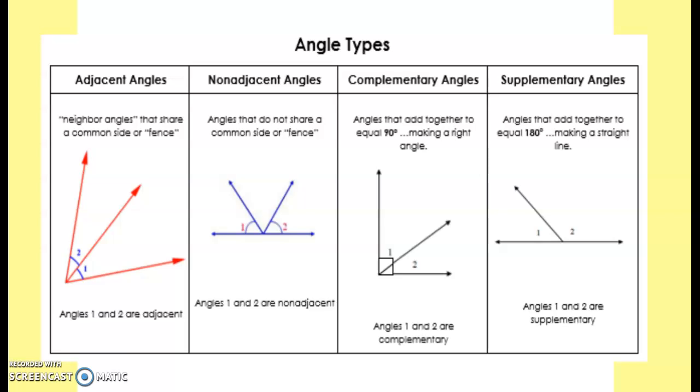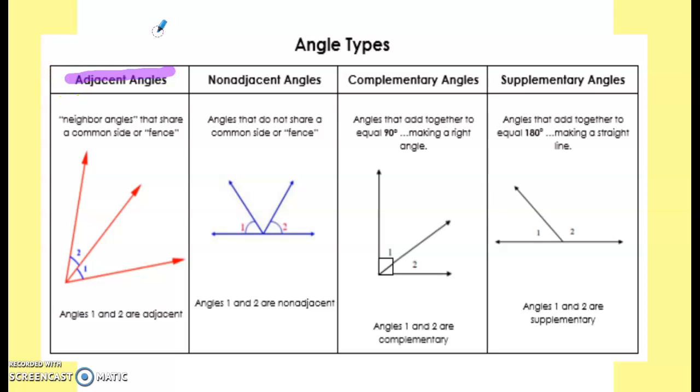Okay, guys, today we're going to do an angle types review. So you can see this graphic organizer in your paper packet on page 39. I do encourage you to get it out so that you can reference it when we're doing the activity. But as a quick review here, we've talked about all of these different angle types, the first being adjacent.